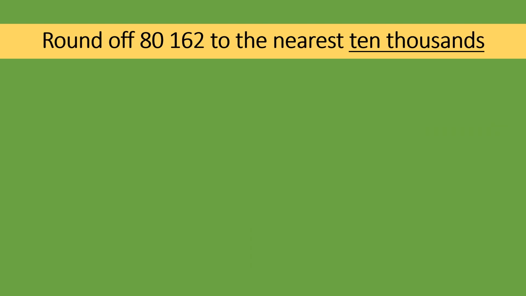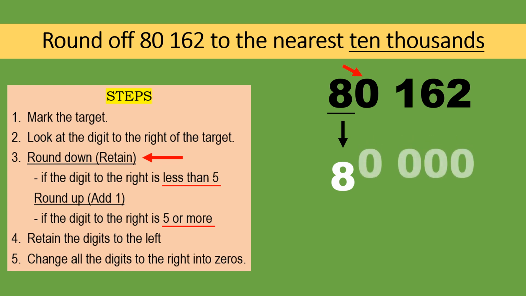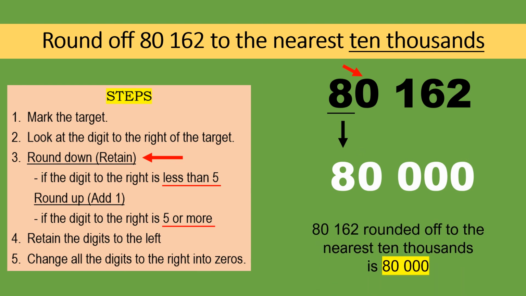So for the last problem, round off 80,162 to the nearest 10,000s. Follow the same steps. 1. Mark the target digit. 2. Look at the digit to the right of the target. Since the digit to the right of the target is 0, which is less than 5, that means that we have to round down the number. Retain the digit 8. Since no more digits to the left, we just jump to the last step, which is to change all the digits to the right into zeros. So 80,162 rounded off to the nearest 10,000s is 80,000.